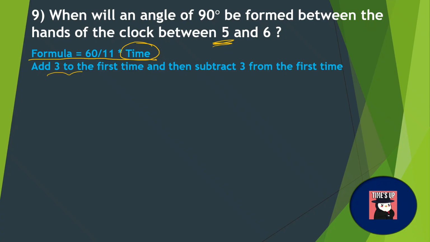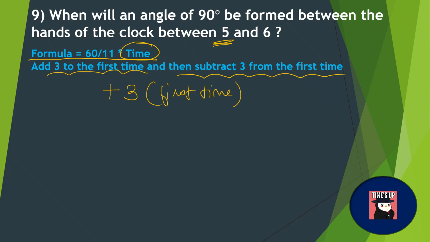But here, you need to add 3 to the first time and then subtract 3 from the first time. So, two things you need to do here. First, you need to add plus 3 to the first time. And second, you need to subtract 3 from the first time. First time is 5. Okay. Now, you will ask why you need to add 3 and subtract 3 from the first time.